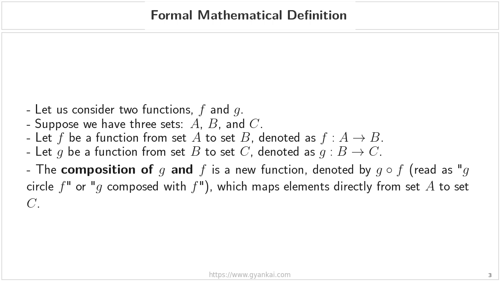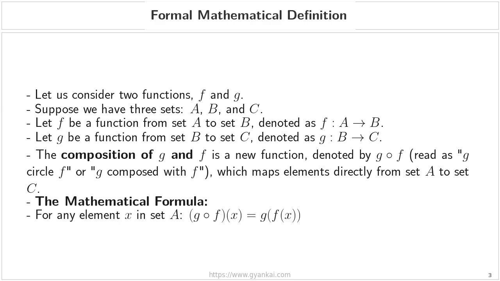The composition of g and f is a new function created by combining these two. We denote this using a small circle symbol as g circle f, which can be read as g circle f, or g composed with f. This resulting function allows us to map elements directly from the starting set A to the final set C. Looking at the mathematical formula, for any element x in set A, the composition g circle f of x is equal to g of f of x.